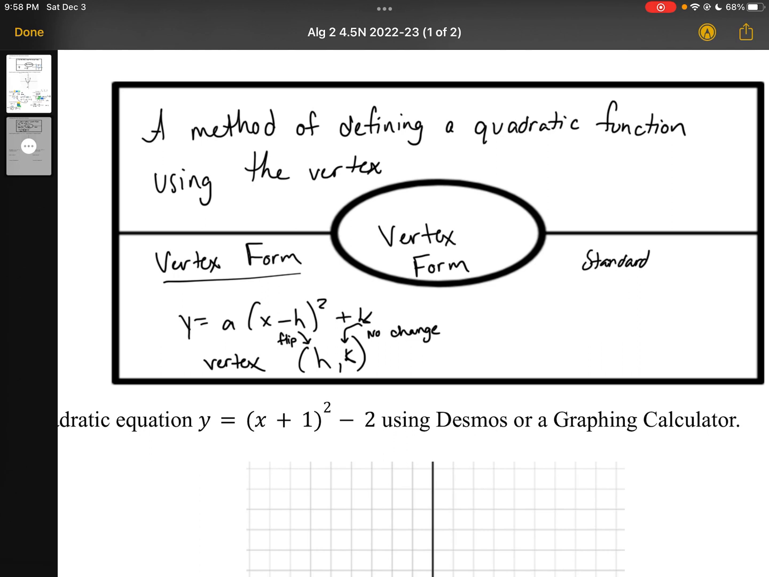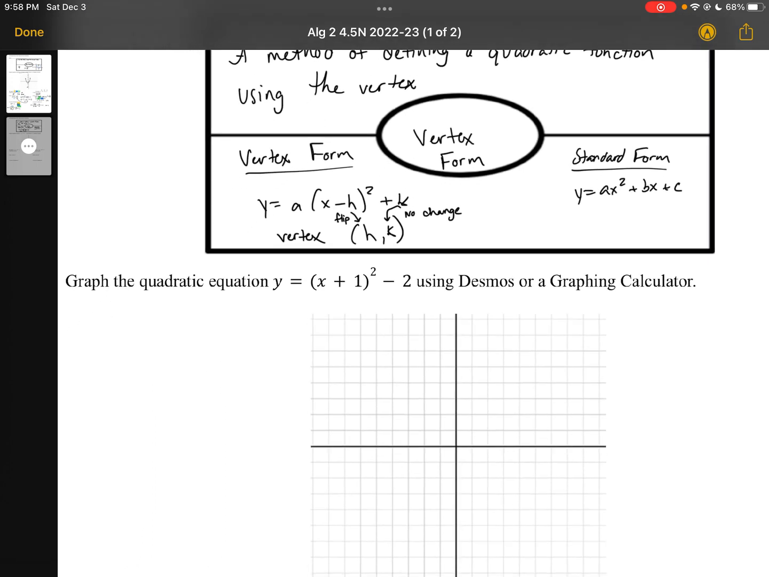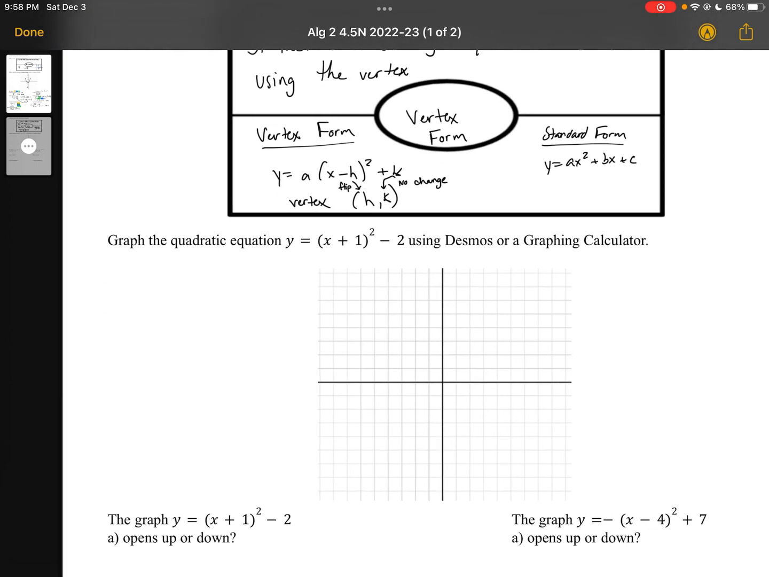In contrast, what we worked with for about a month before jumping into our vertex form was standard form, which was ax squared plus bx plus c. So make sure we understand that these talk about exactly the same thing, they just represent it in a different way. One uses a, b, and c, the other one uses the vertex.